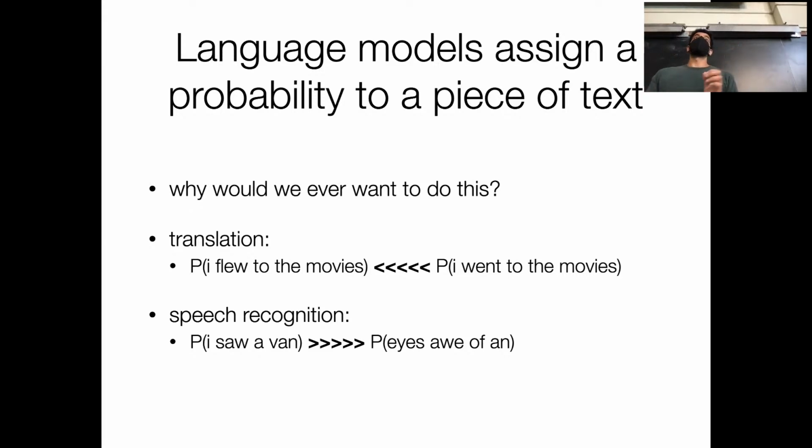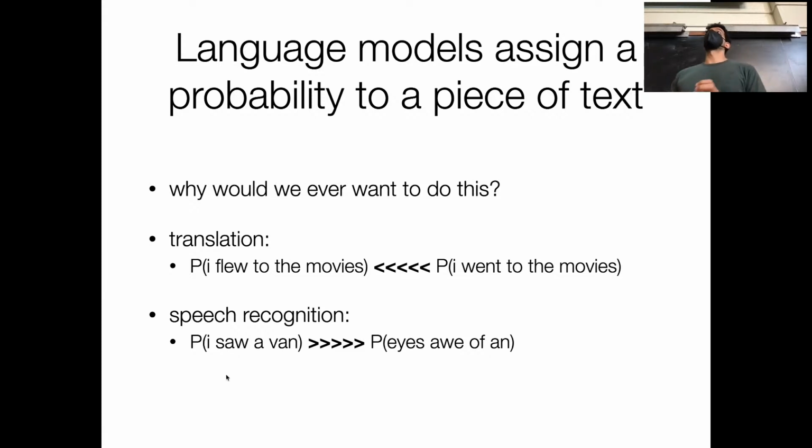So one thing I can do is take a language model that's been trained on, say, English text, and ask it which of these two sentences is more probable, right? And no one, I presume, would ever say they flew to the movies unless, okay, I mean, you're super rich, I guess, and you fly everywhere. But I went to the movies, much more common, right? So maybe this should be the translation that's chosen.